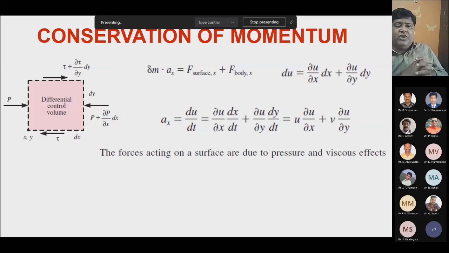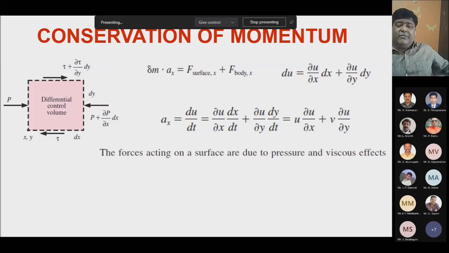When I have a differential volume, the surrounding fluid that is adjacent to the control volume will exert pressure on the control surfaces of the differential volume, and that will push it. Also, since the fluid is in motion, there will be viscous effects. It is moving in the x direction, so there will be viscosity, and that shear is the viscous effect.